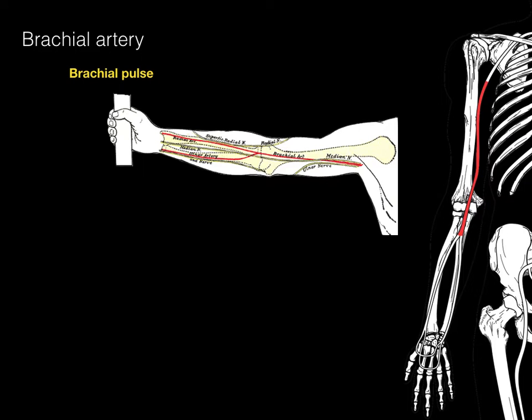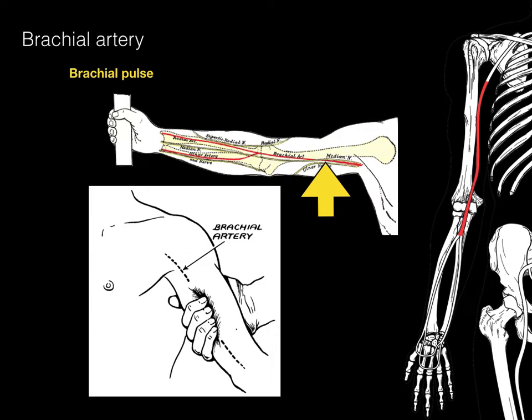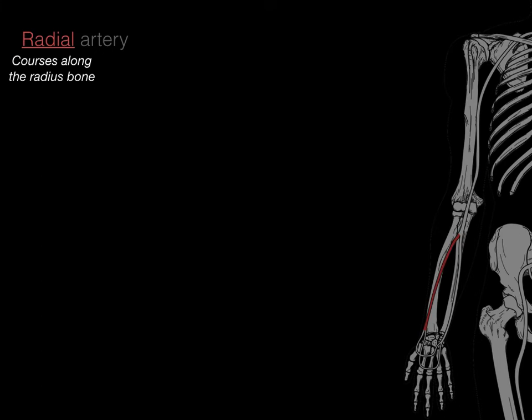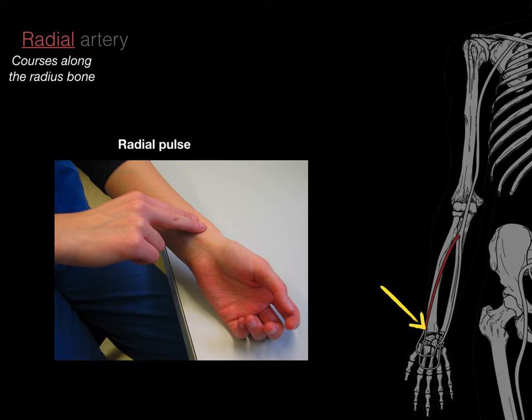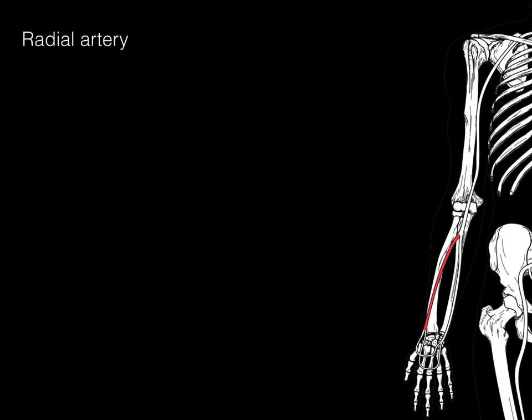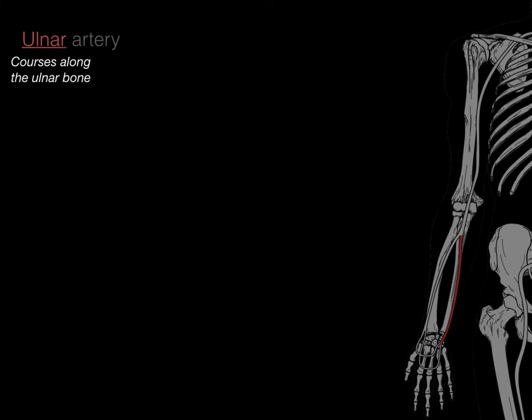Now the brachial pulse is where the brachial artery pushes right up against the humerus, and when you palpate that, it's another way of measuring a heart rate. All right, now the radial artery courses along the radius bone. So there's the radial artery, and we see it coursing right around the radius. And just at the end is a good place to palpate the radial pulse, yet another place to feel one of the arterial pulses. And then the ulnar artery courses along the ulnar bone.